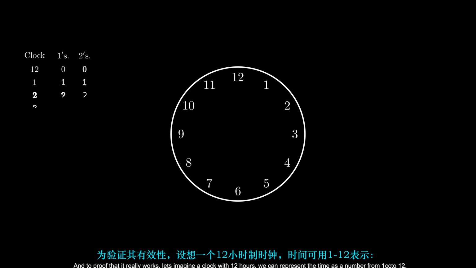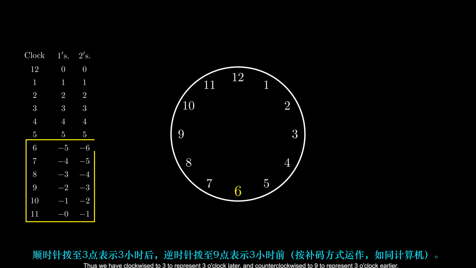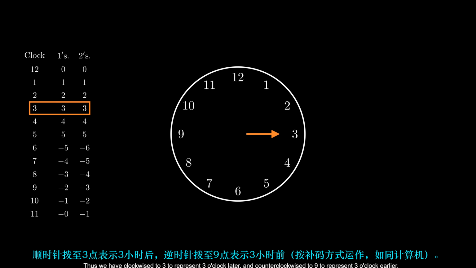We can represent the time as a number from 1 to 12. From the form you can see the midpoint is 6 o'clock, and the numbers after 6 are negative numbers. Thus, we have clockwise 3 to represent 3 o'clock later, and counterclockwise 9 to represent 3 o'clock earlier.